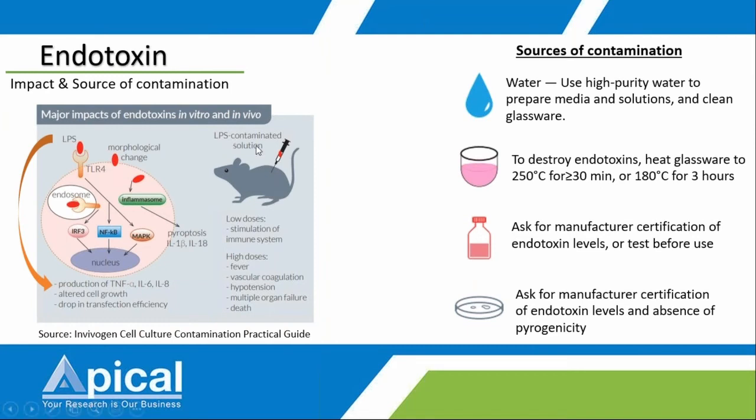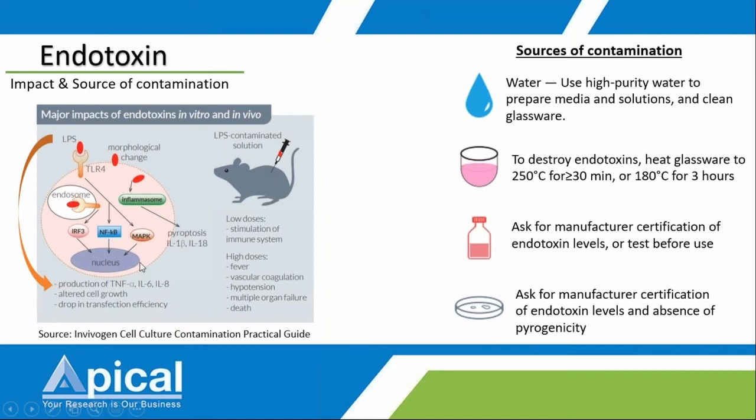Although the effect of endotoxin varies according to the concentration and cell type, it is shown that this particular molecule can alter the cell morphology, and not only the cell morphology, but also the proliferation and transfection efficiency. When there is the presence of LPS, it will enhance the production of inflammatory cytokines. Some of the cytokines are, for example, TNF alpha, interleukin 6, interleukin 8. And what can they do? Once activated, sometimes they are able to cause pyroptotic cell death. Basically, it causes cell death.